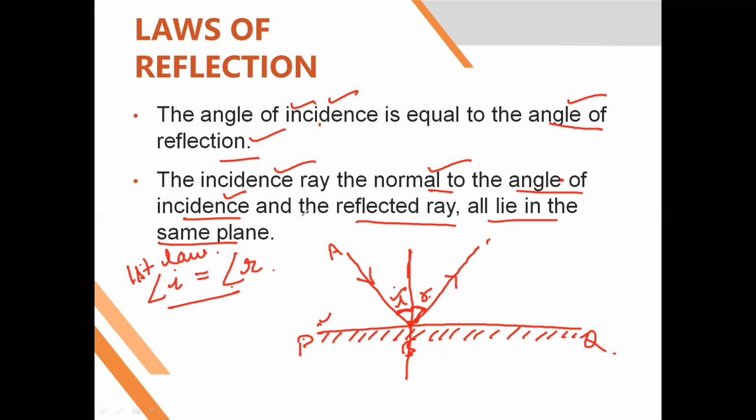Next comes the second law: the incident ray, that is A to B, the normal to the angle of incidence, let's say B to C, and the reflected ray, that will be B to D. So AB, BC and BD all lie in the same plane. That is, when we are talking about x and y, if we say that they are in the xy plane, they will lie right there. So all are in the same plane.